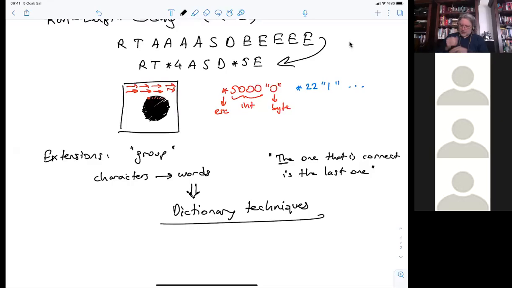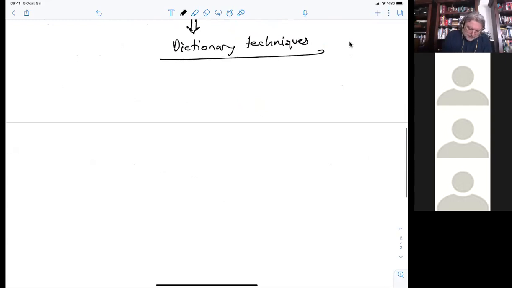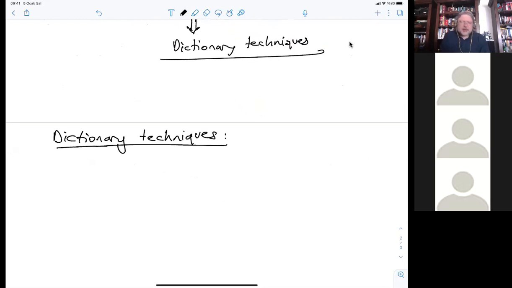Okay, so as I said at the end of the previous hour, we will be continuing with the dictionary techniques for lossless compression. So let's do that. Dictionary techniques.